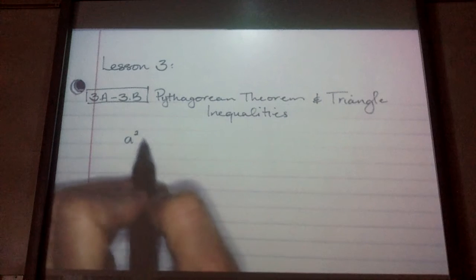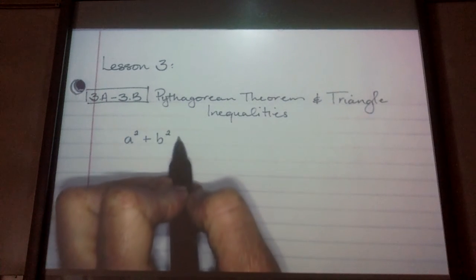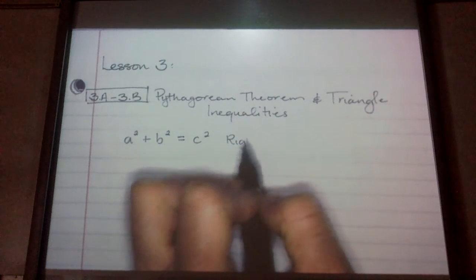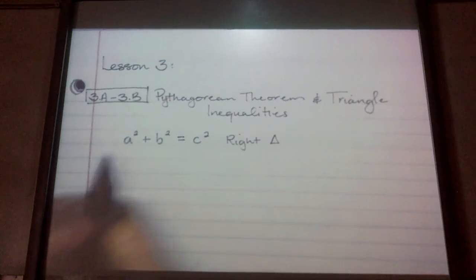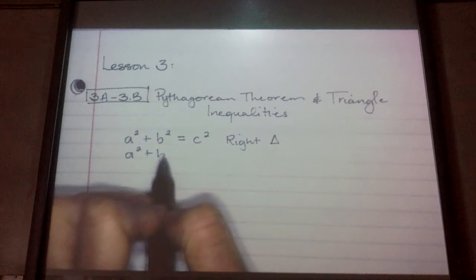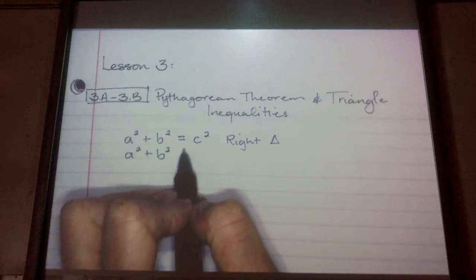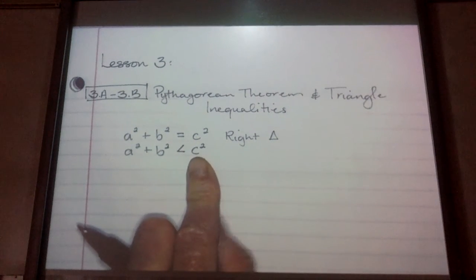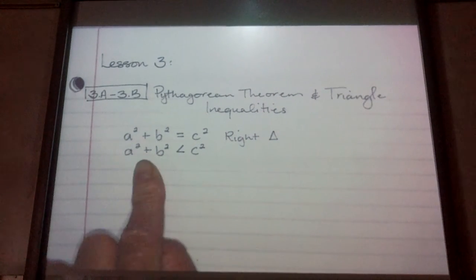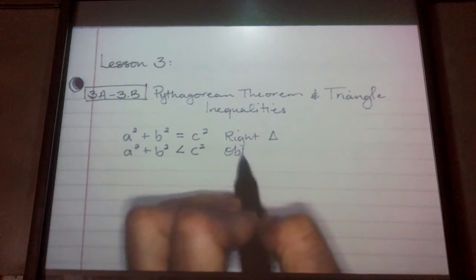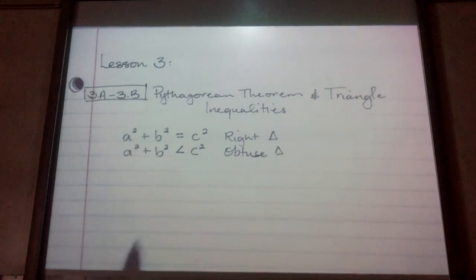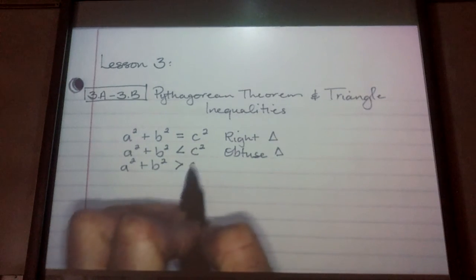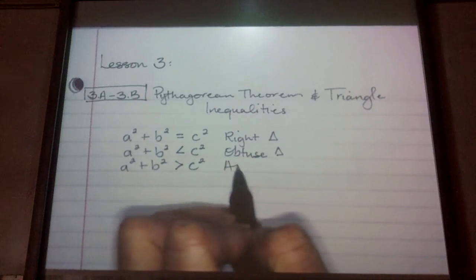If a squared plus b squared equals c squared, then we know it's a right triangle. If a squared plus b squared is less than c squared, meaning that the value of your hypotenuse is greater than the other two sides, then it would be an obtuse triangle. If a squared plus b squared is greater than your hypotenuse squared, it's an acute triangle.